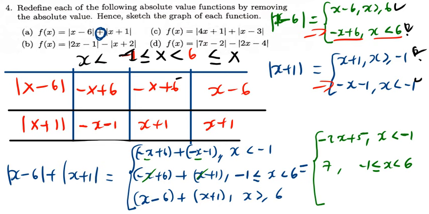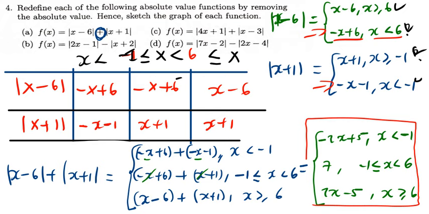The next one, x plus x is 2x. -6 plus that one should be -5. What is the condition? The condition is that x should be greater than or equal to 6. So if the question is just asking you to redefine this function, this is the final answer. So we have redefined this function.